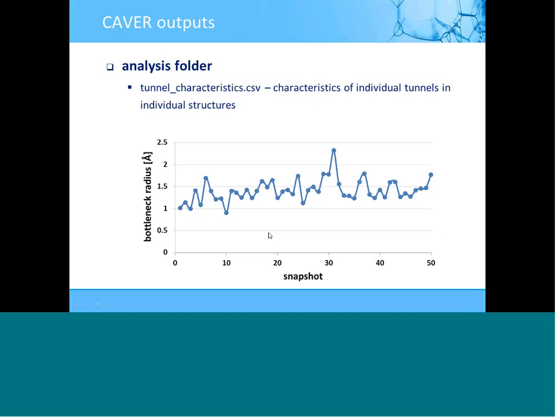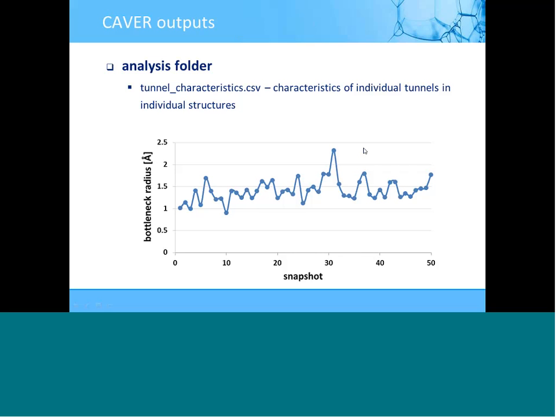In the analysis folder, which is one of the 3 folders you get in the outputs, there are several files. The first one describes the tunnel characteristics in individual structures, so that you can, for example, plot the bottleneck radius, the narrowest part of the tunnel, across all the structures. Here we call it snapshot from MD, and you see there is quite a lot of variance in the bottlenecks, from about 1 angstrom to nearly 2.5.